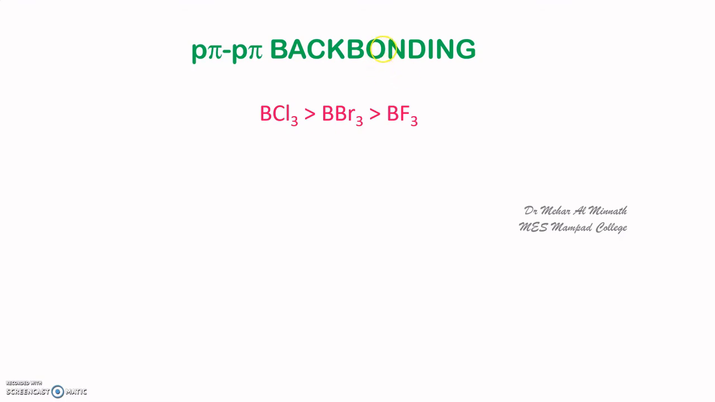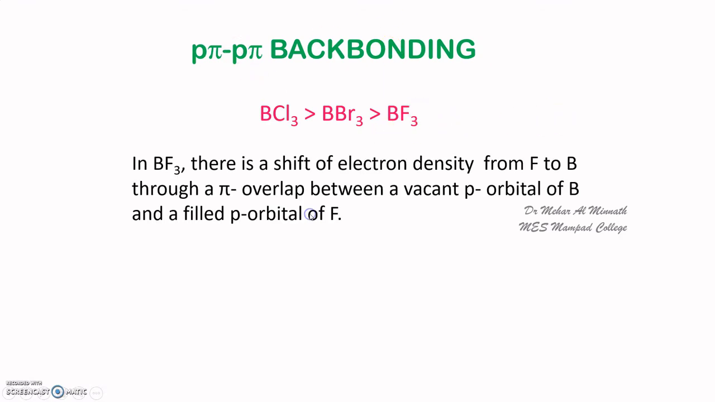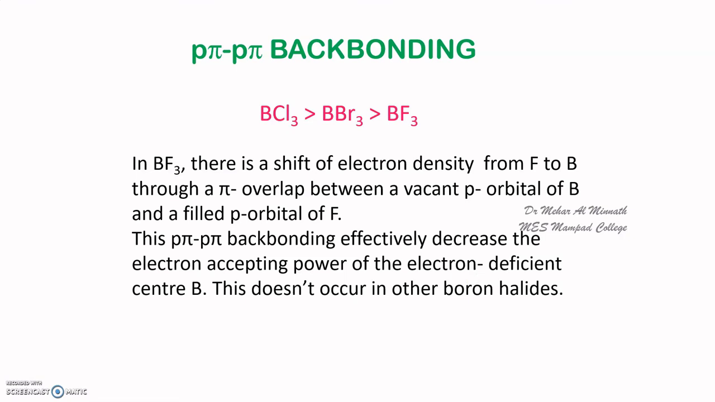This p-pi back bonding is not observed in BCl3 or BBr3, but it is observed in BF3. That's why BF3 is the least acidic when compared to the rest. So in BF3 there is a shift of electron density from fluorine to boron through pi overlap between the vacant p orbital of boron and the filled p orbital of fluorine. This decreases the electron accepting power of the electron deficient center boron. This is not found in other boron halides, but only in BF3.